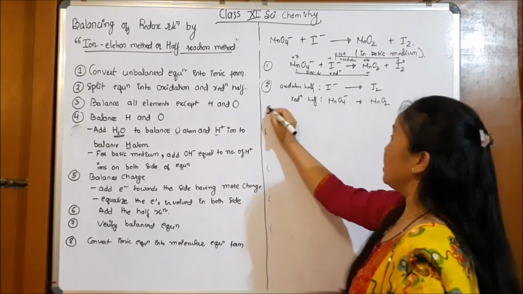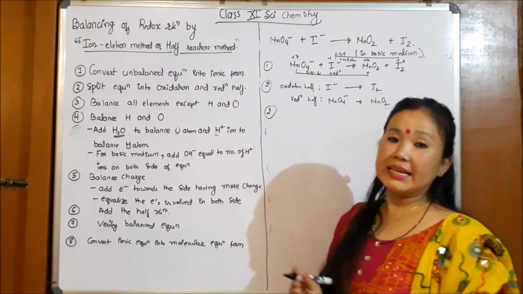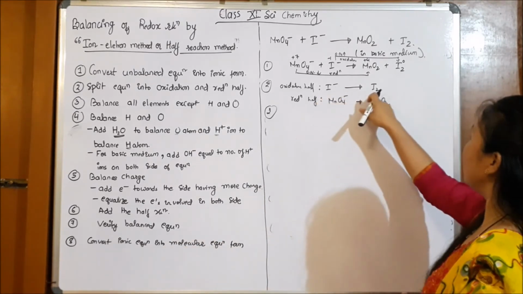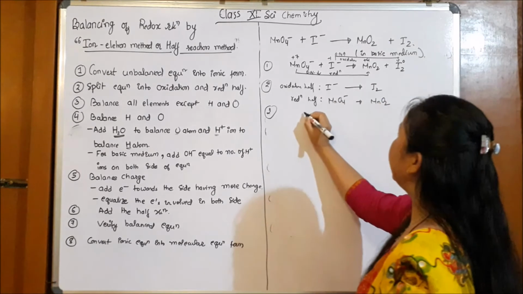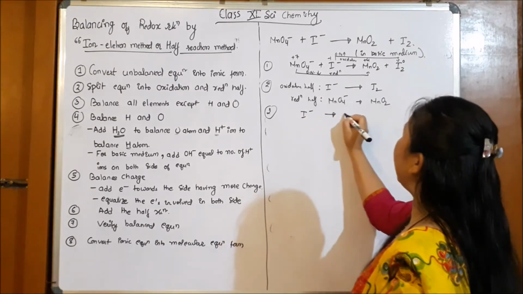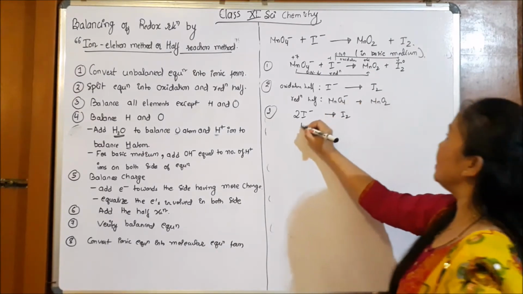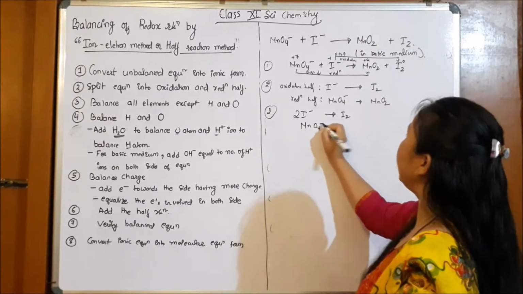Okay, after this third step. What is the third step? Balance all elements except hydrogen and oxygen. So यता हेरौँ यता एउटा छ यता दुईटा. So here you need to balance right. So I minus I2 balance it. ठीक है sir. So whereas here this thing is balanced only, no need to do anything.